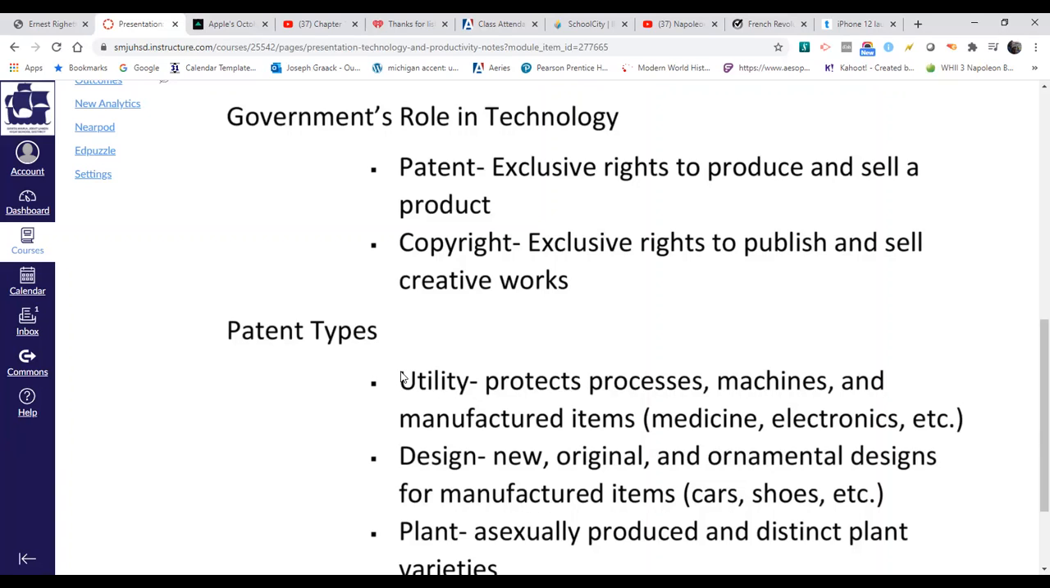the iPhone 12. Now, when we talk about music and we talk about television and we talk about movies, that's where the government's role in technology is known as a copyright. So a copyright is the exclusive right to publish and sell creative works. And you've seen this quite a bit if you've looked anywhere on YouTube, right?